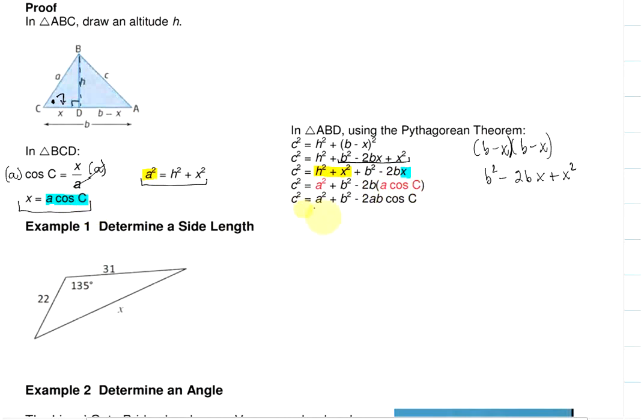So when everything is simplified, you're going to get c squared equals a squared plus b squared minus 2ab cos of C. And there is your cosine law. Okay, that is our discussion on the proof.